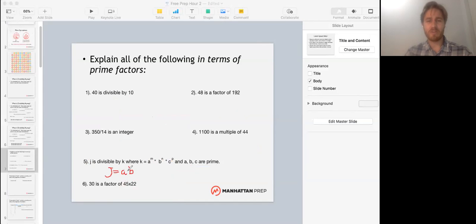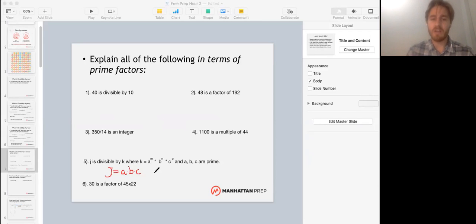So here's my question to the room. I want everyone to think about this. ET is wondering if J is equal to A times B times C. I keep saying she because I have a friend named EP, so I don't know your gender, but forgive me. J equals A times B times C, and we're wondering if that's true.